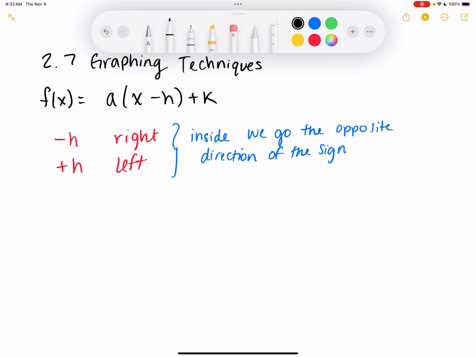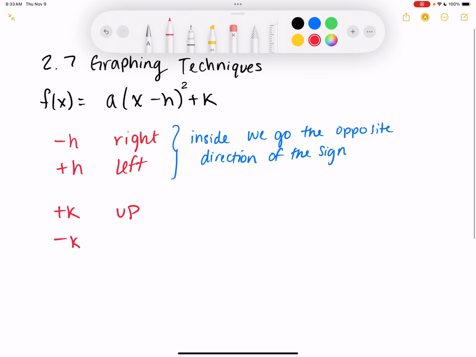I'm going to put a square on this just so it doesn't get confusing, but that can be anything. For k, if it's positive k, it goes up. And if it's negative k, it goes down. So outside, we go the same direction as the sign.